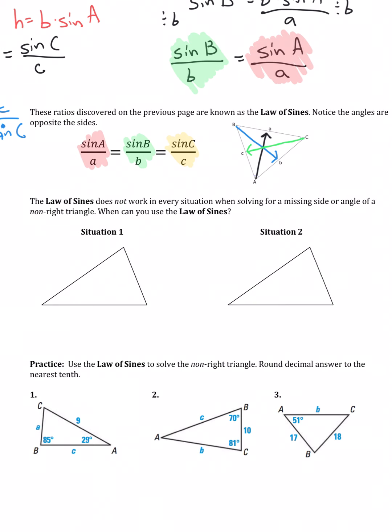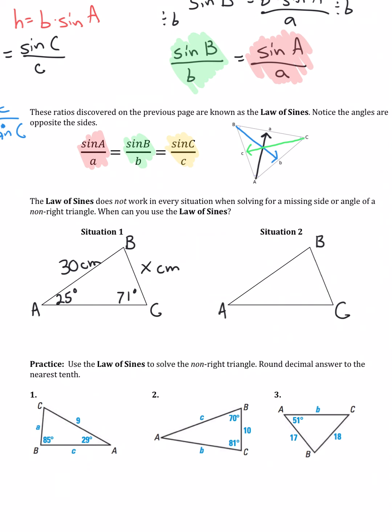Let's say situation number one, I give you triangle ABC, and situation number two, I'll just label it the exact same way. And we'll say situation number one, if I give you, let's say, a 25-degree angle, a 71-degree angle, a side length of 30 centimeters, and then a side length of X centimeters. Okay, that's a situation where the law of sines is going to work.